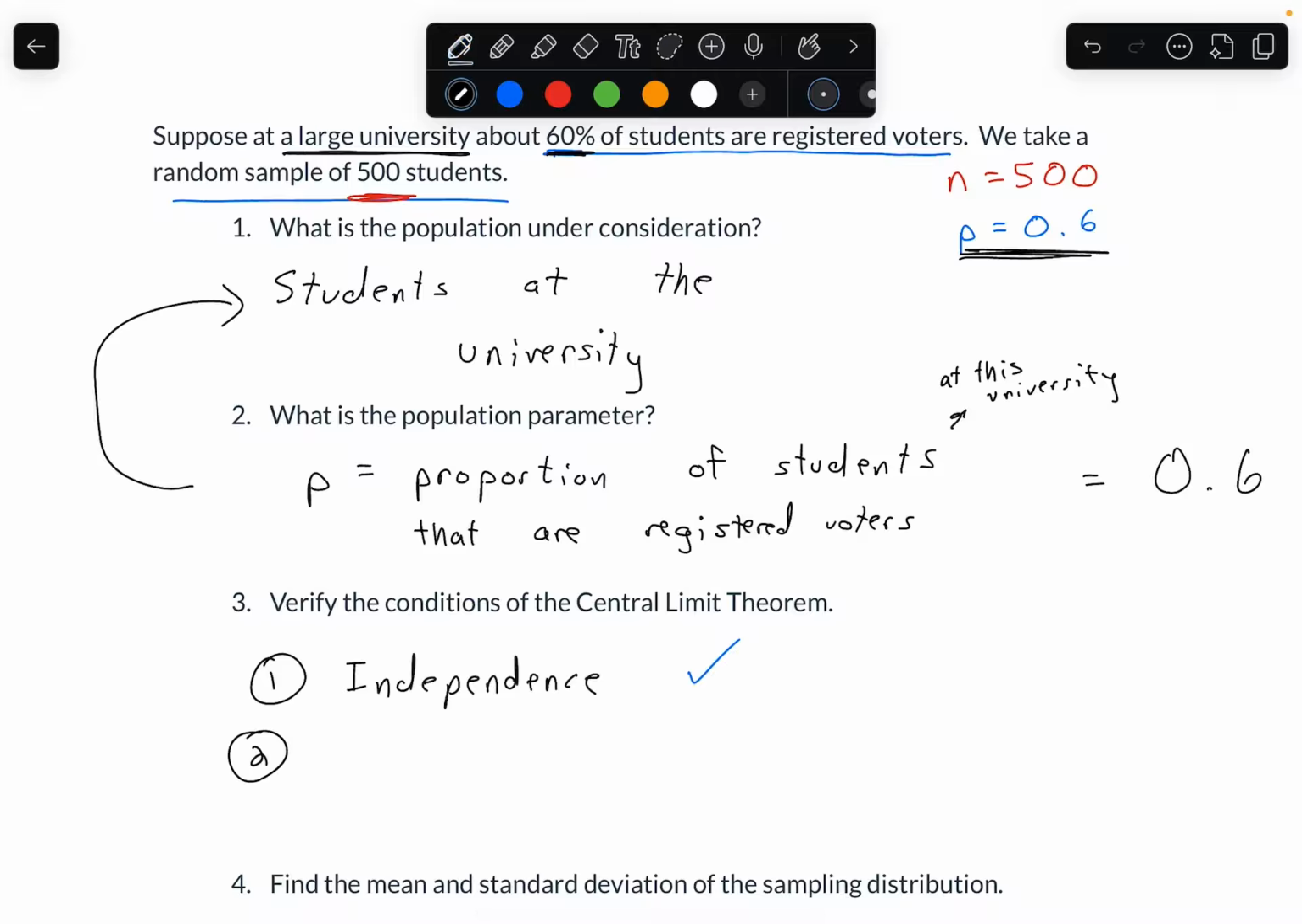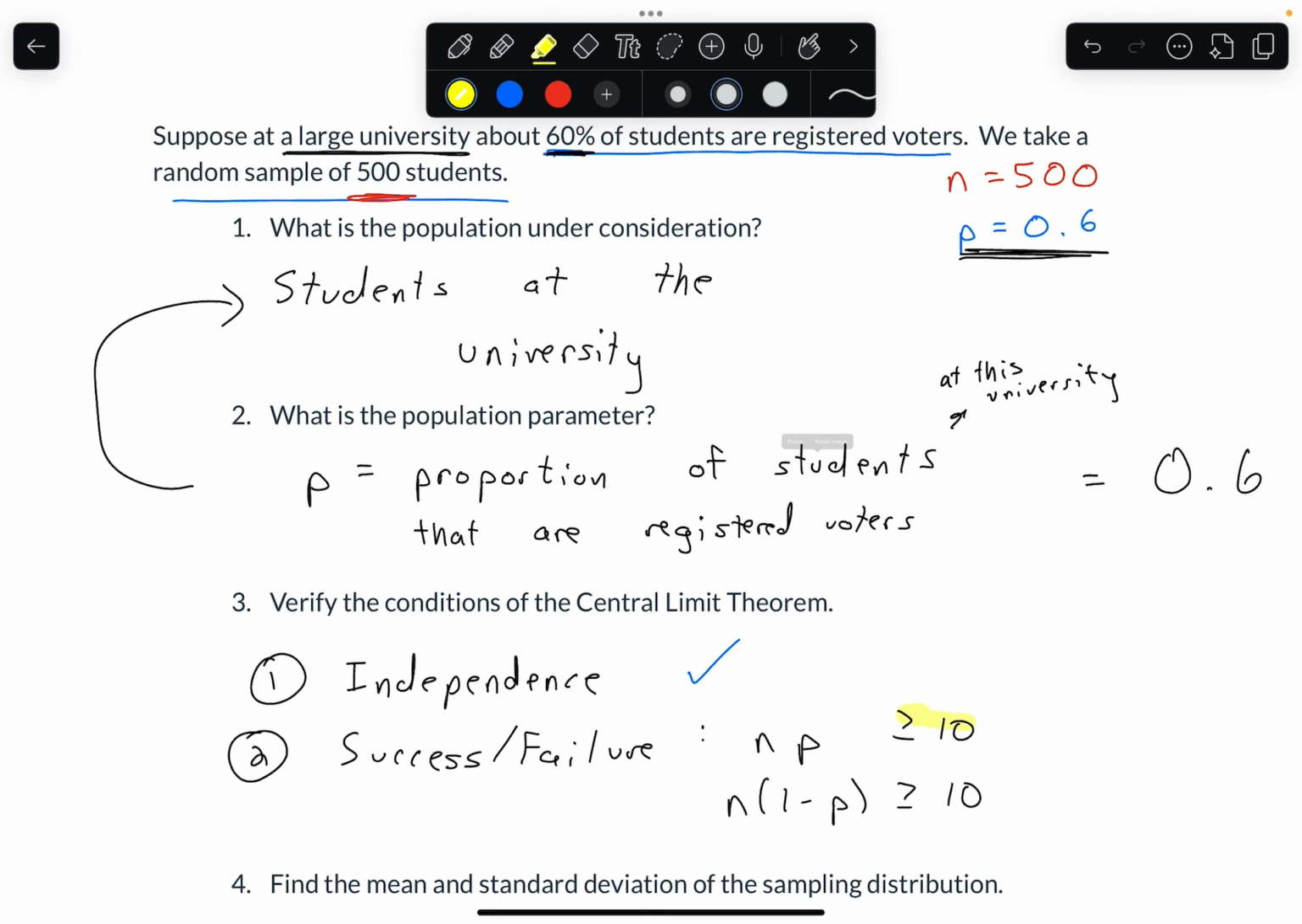The other thing that we need to verify is called the success-failure condition. And this tries to make sure that our sample size is large enough. The success-failure condition is essentially just how many successes and how many failures would we expect to see in our sample. And the way that we calculate this, we want n times p, and we want n times 1 minus p. Now, these both need to be greater than or equal to 10. And that just verifies that my sample size is large enough. I don't usually care about the actual value of these numbers as long as they are both just greater than or equal to 10. That's all that really matters.